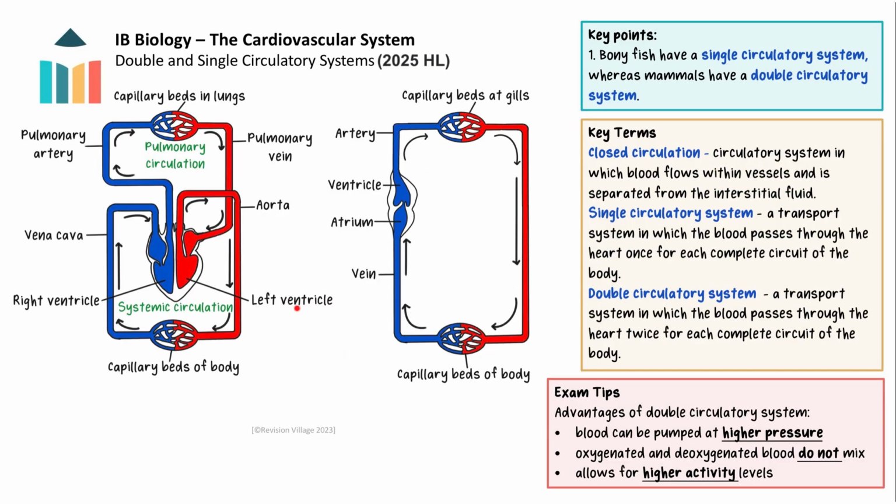This is different to the single circulatory system of fish, where the blood is pumped to the gills and then the oxygenated blood goes all around the body before it returns to the heart to be pumped to the gills again for gaseous exchange. The main advantages of the double circulation is that the oxygenated blood can be delivered at high pressure to the body and that the oxygenated and deoxygenated blood do not mix.